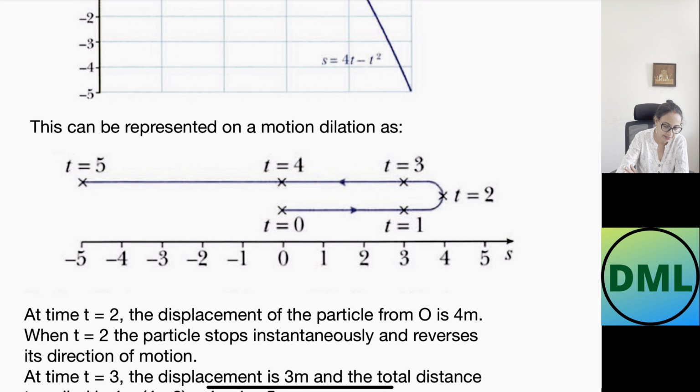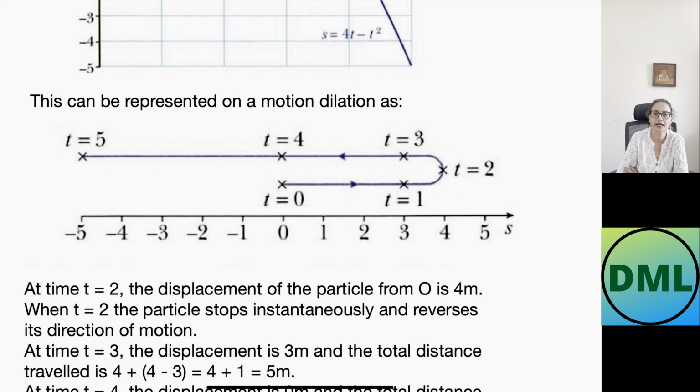This can be represented on the motion line, as I have to represent it on the number line here. So this is my distance here: 0, 1, 2, 3, 4, 5, and this is minus 1, minus 2, minus 3, minus 4 and minus 5. When time is equal to 0, I am at the origin. I am not moving anywhere. When t is equal to 1, my distance is 3. When t is equal to 2, distance is 4. When t is equal to 3, distance is again 3. When t is equal to 4, distance is 0 again. When t is equal to 5, distance is minus 5.